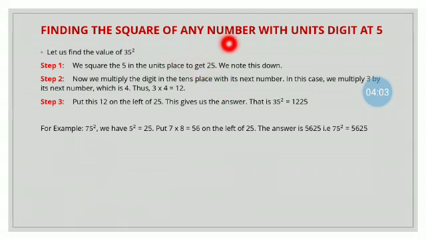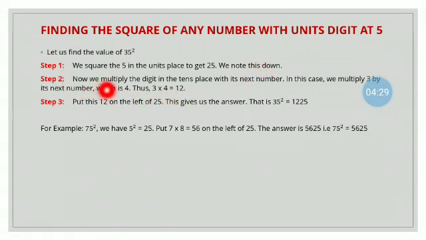Finding the square of any number with unit digit 5. So how do we find the square of such a number? The unit digit is 5. So let us find the value of 35 square. So how do you find it? Step 1. We square the 5 in the unit place to get 25. We note this down. So 5 square is 25 and we will note it down.